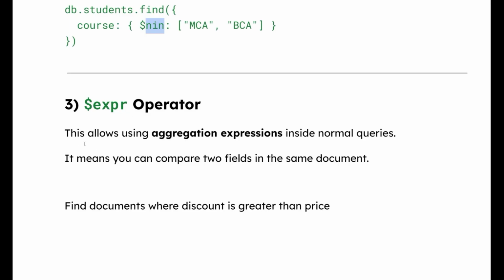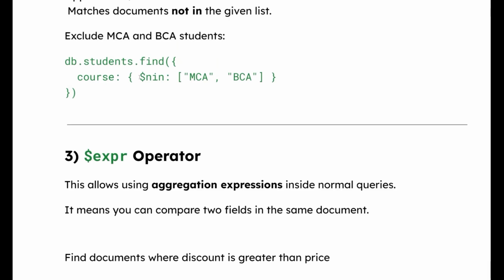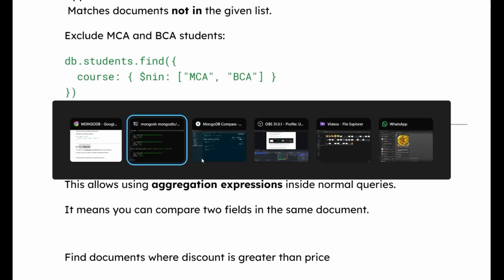So this expression operator allows using aggregation expression inside the normal queries, right? It means that you can compare two fields in the same document, which means that earlier we were using this kind of operator and the condition that give me the document which is either having this or this, right? But this time using this expression operator, you are going to apply the condition inside the document that compares any two given keys present, right? Okay, let me give you the example.